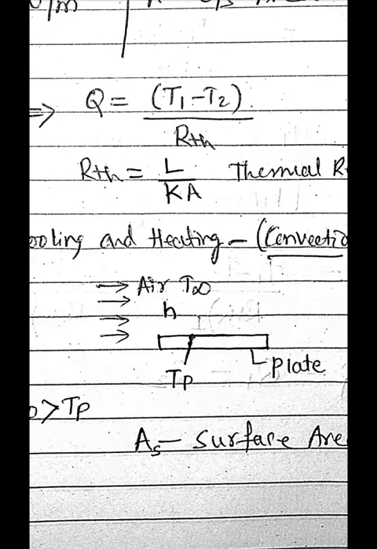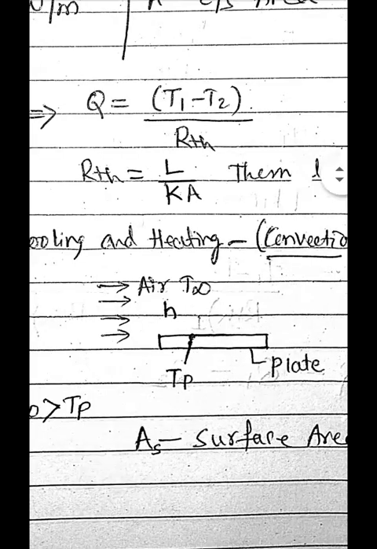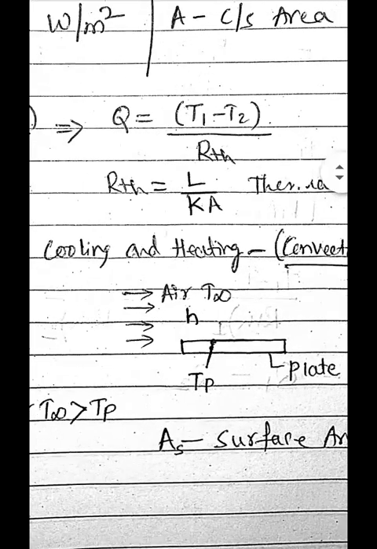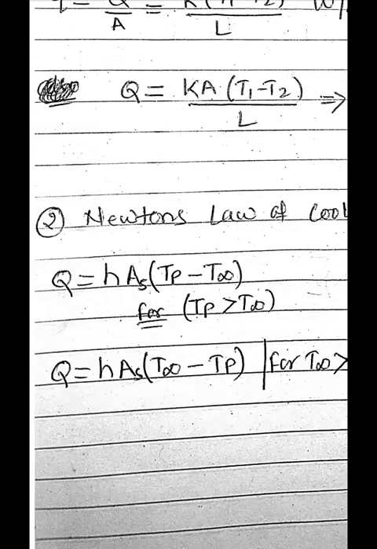Okay, so for that the expression will be something like this: Q is equal to, so this is for convection, right? So Q is equal to h into A_s into (Tp minus T infinity). So here Tp is the temperature of the plate and T infinity is the temperature of the air. Okay, so this holds good when the temperature of the plate is greater than the temperature of the air, right? Tp should be greater than the temperature of the air.